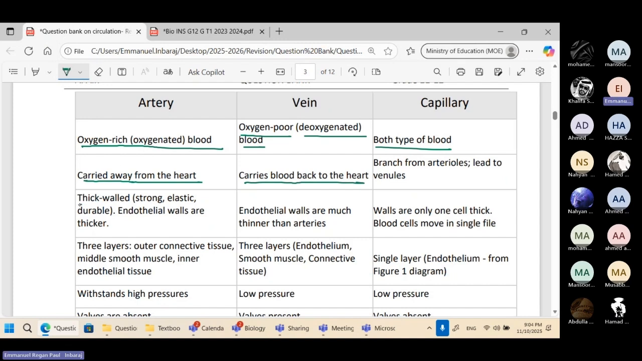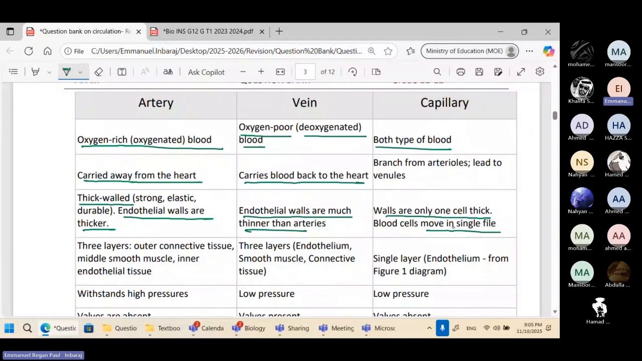Okay, next. Arteries have thick walls. Why are they thick? The endothelial walls are thicker. Then veins, endothelial walls are thinner. And in capillaries the walls are only one cell thick. So the blood cells move in a single file. Single file means they move one after the other, in a line, like that. So one cell thick, thinner wall, thick wall.